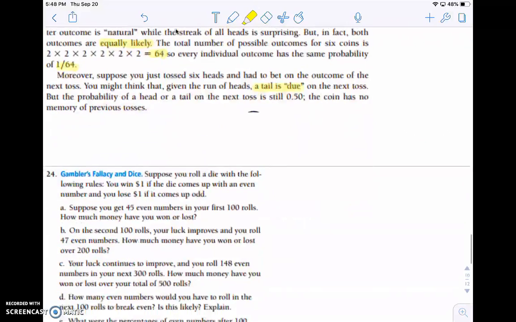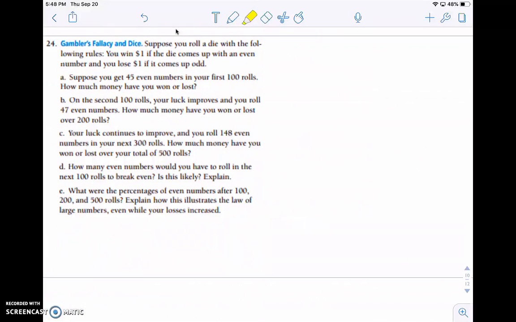So let's take a look at a question that looks at the gambler's fallacy using dice. So suppose you roll a die with the following rules. You win $1 if the die comes up even, and you lose $1 if it's odd. So when you're rolling a die, the probability of getting an even is exactly the same as the probability of getting an odd, which is 1/2 or 0.5, because there are 3 evens and 3 odds out of 6.